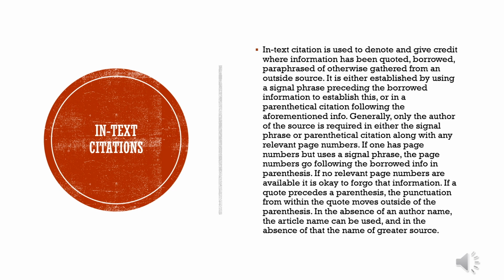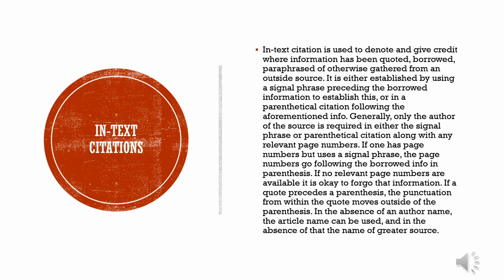In-text citation is used to denote and give credit where information has been quoted, borrowed, paraphrased, or otherwise gathered from an outside source. It is either established by using a signal phrase preceding the borrowed information, or in a parenthetical citation following the aforementioned info. Generally, only the author of the source is required in either the signal phrase or parenthetical citation along with any relevant page numbers. If one has page numbers but uses a signal phrase, the page numbers go following the borrowed info in parentheses. If no relevant page numbers are available, it is okay to forgo that information.